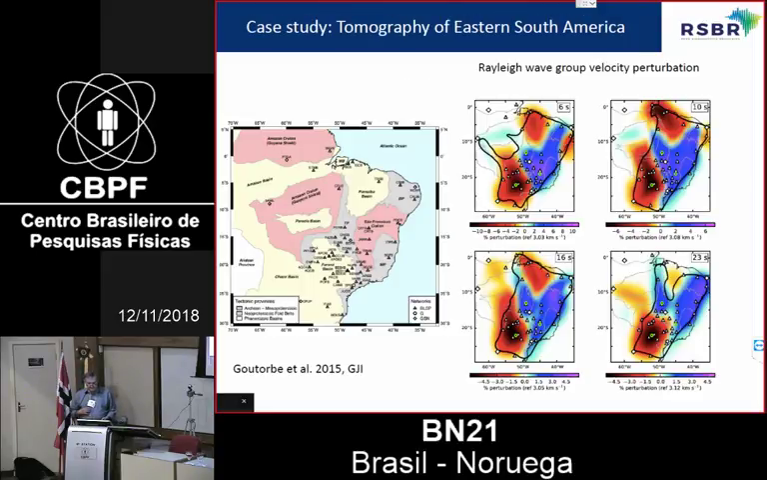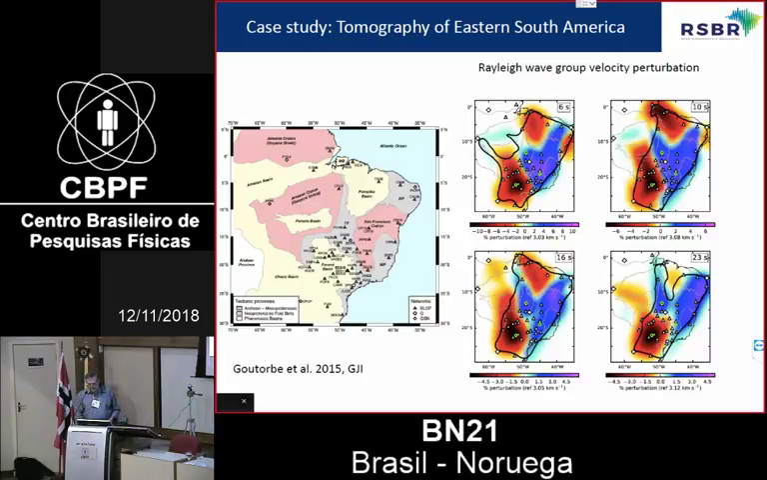One more study that's been done recently was by Gotob et al., 2015. What you see here, the data set distribution is shown in this map with the geology. Here you see the Rayleigh wave group velocity perturbations at different periods, 6 seconds, 10 seconds, 16 seconds, and 23 seconds. So the lower the period, the shallower is the information. And what you can see, the blue show the high velocity zones, the red the low velocity.